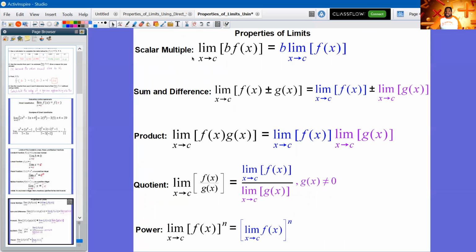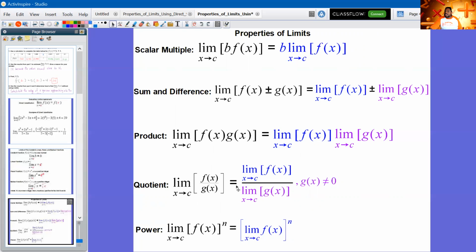Here are properties of limits that we're going to use later. What this says is if I take the limit of some number multiplied by a function, what I can do is factor out that number, put it in front of the limit, and then find the limit of the function in question. If I'm adding or subtracting two functions and then taking the limit, it's the same as finding the individual limits of those functions and adding them together. If I'm multiplying two functions and then have to find the limit, that's the same as finding the limit of each function and multiplying them together.